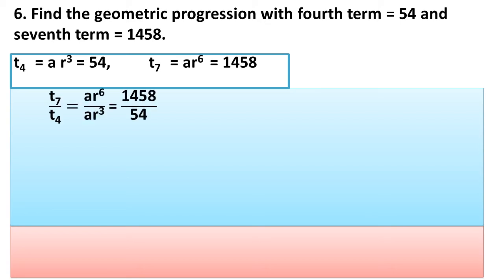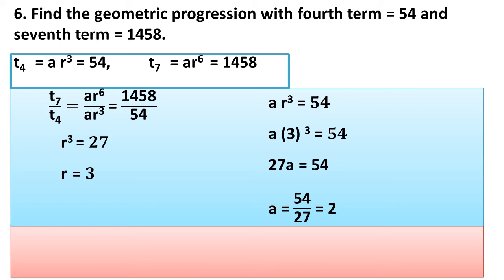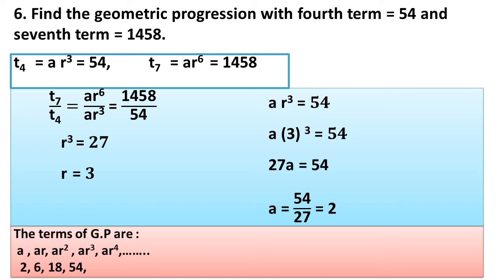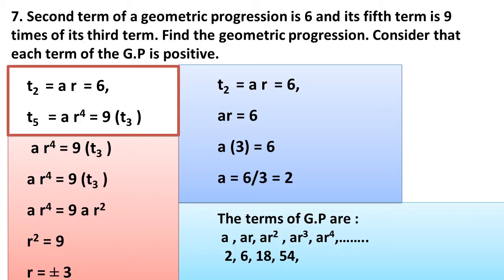Repeat the same process. Divide T7 by T4, then the value of R will be equal to 3. Consider any one result, substitute the value of R, hence find the value of A, which is equal to 2. We need to find the geometric progression. The terms are 2, 6, 18, 54 and so on.